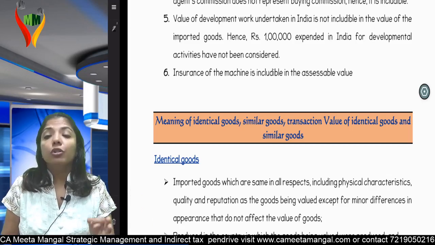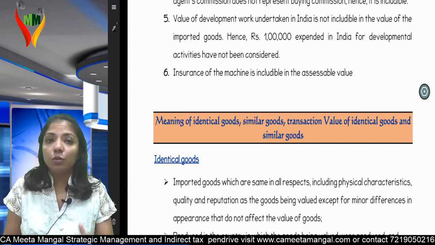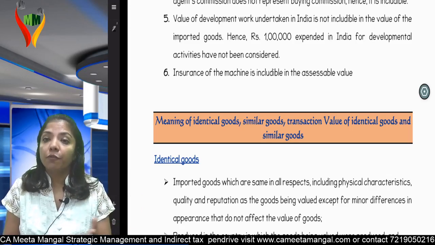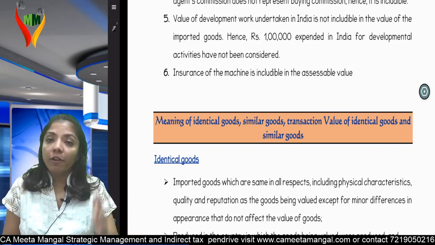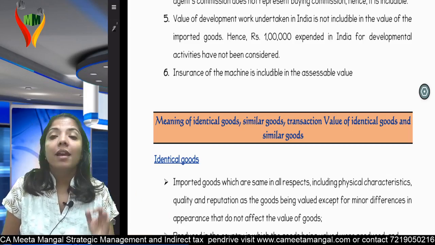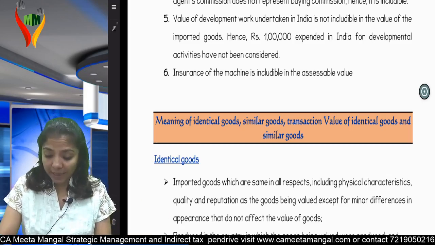That means he will say, go to rule 4 to rule 9 sequentially. If you get the answer in rule 4, then no need to go to rule 5. Similarly, if you have not got the answer in 4, then go to 5. If not 5, then 7, or then 8, or then 9. Am I clear? So now the question comes, what is rule 4 and what is rule 9?